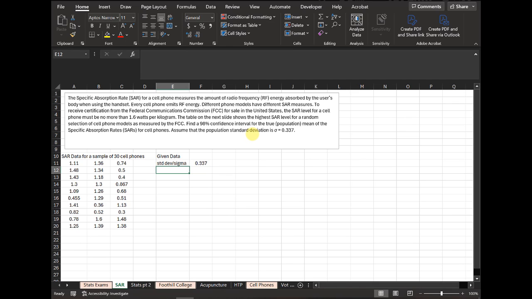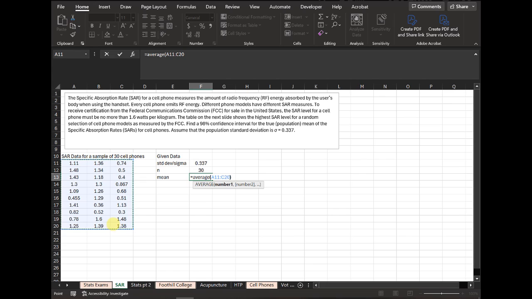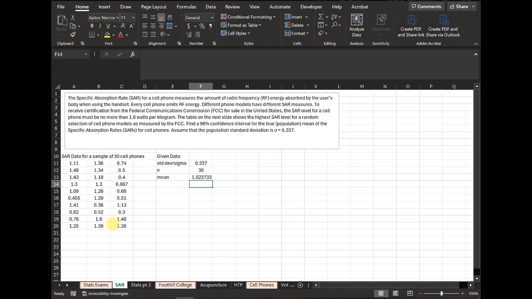But the two things I don't have, I don't know what my N is and I don't know what my mean is. That's because I have to actually now figure it out from this information. It's easy enough to do, I just have to actually do it. I am told that this is the data for 30 cell phones. So I at least know my N is definitely 30, but I don't know my mean. So what I can do is take my average function and select all the data that I was given, and so there's my mean now. So here's my given data.